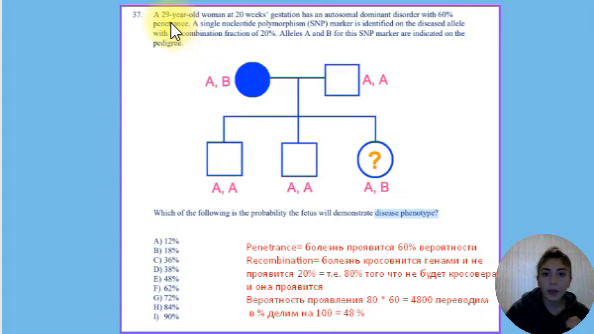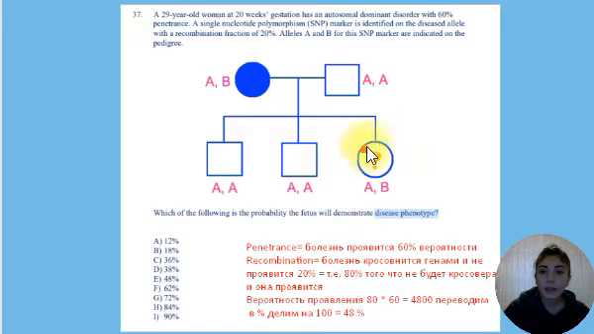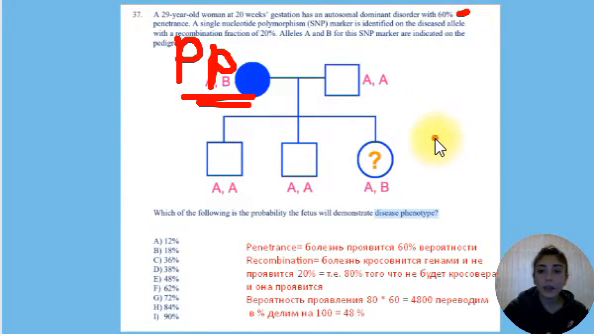Next question here: a 29-year-old woman at 20 weeks gestation has an autosomal dominant disorder with 60% penetrance, right? A single nucleotide polymorphism marker is identified on the disease allele with a recombination fraction of 20%. Alleles A and B for this single nucleotide polymorphism marker are indicated on the pedigree, this one, right? So the question asks, which of the following is the probability the fetus will demonstrate the disease phenotype, right? Phenotypically demonstrated. So we see that 60% here, right? 60%.